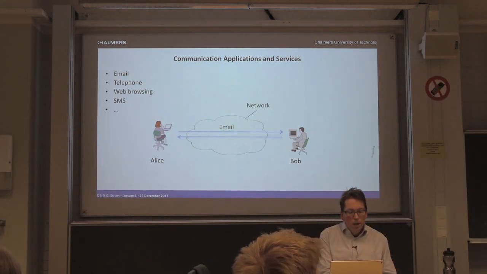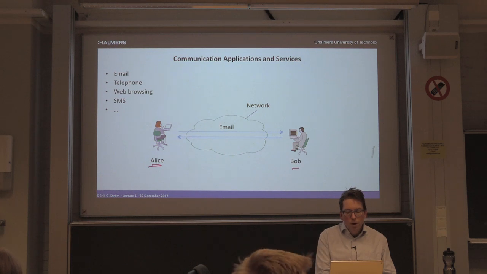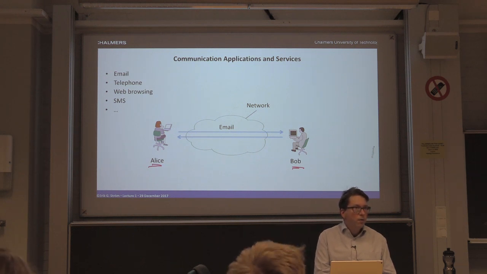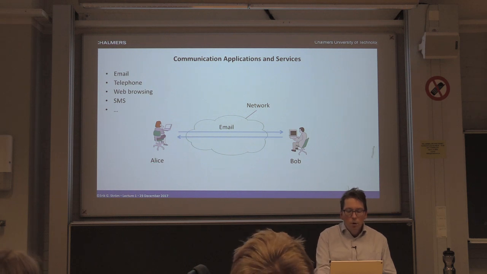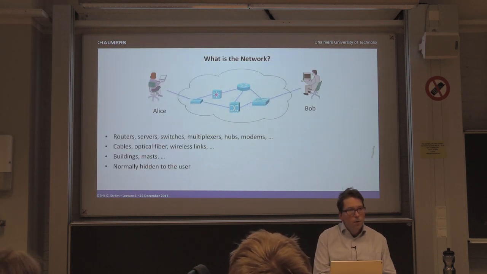A typical thing we have is two parties that would like to communicate, Alice and Bob. They use a network to communicate, and they can communicate in different types of applications: email, telephone, web browsing, short texts, and so forth. Okay. So the network itself, what is it?